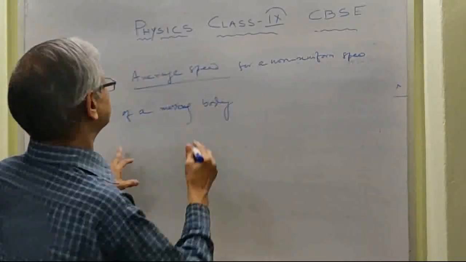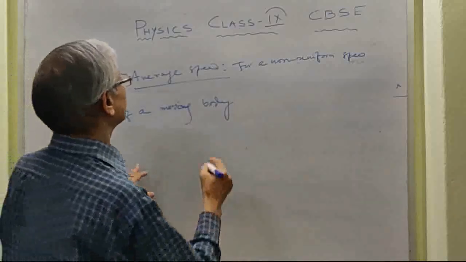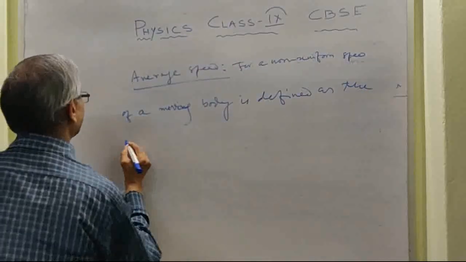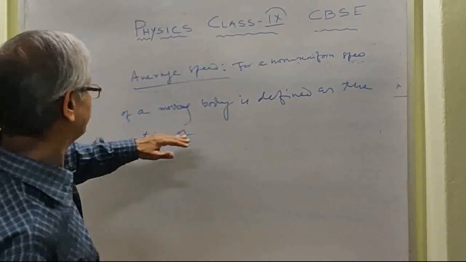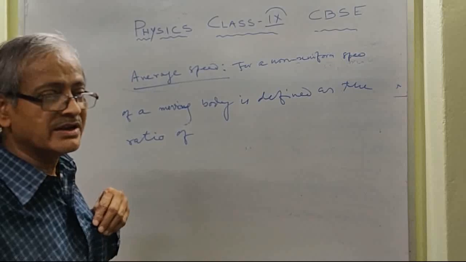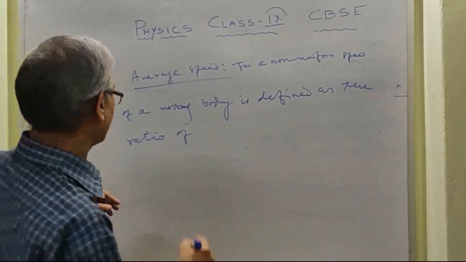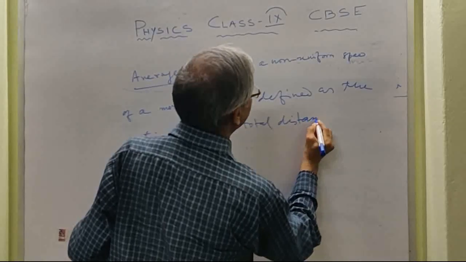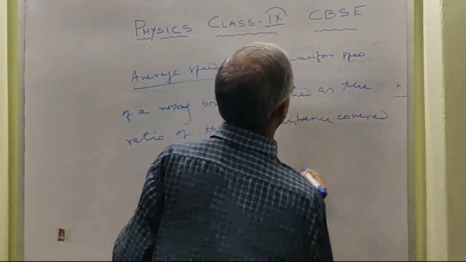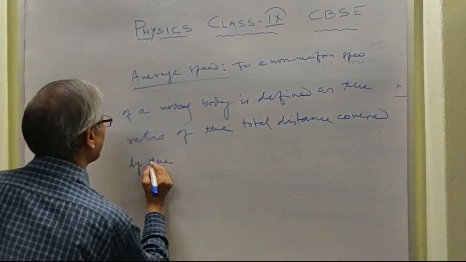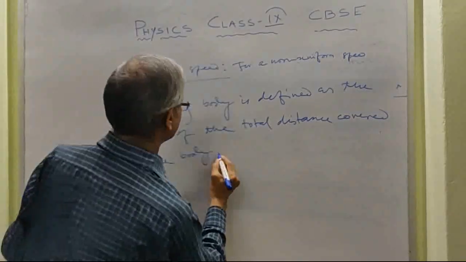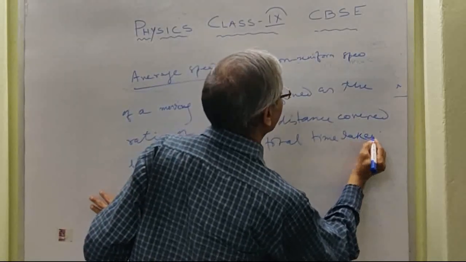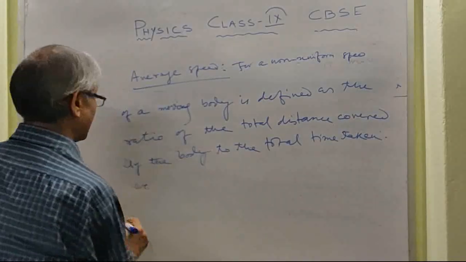Average speed for a non-uniform speed of a moving body is defined as the ratio of the total distance covered by the body to the total time taken. That is average speed.